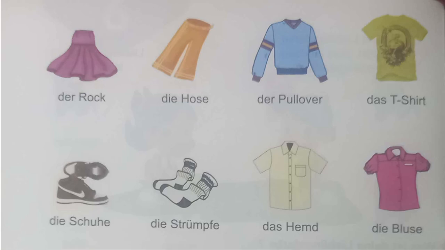What do we see? We see a skirt. This is a skirt, okay? So we call skirt der Rock in German, and the article for it is der, which is masculine. So der Rock. Next, we see a pant. Pant is called Hose, which is die Hose. It is also orange in color.